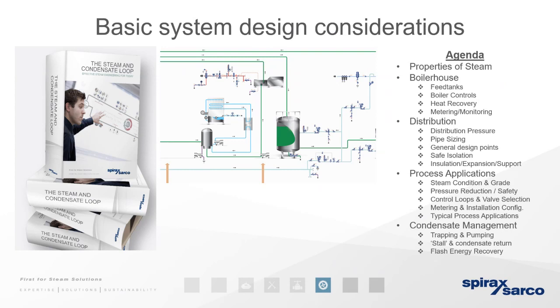Then we're going to have a look at some process applications in steam conditioning and the grade of steam. We will be looking at pressure reduction and safety, some control loops, metering, installation configuration again, and one or two typical process applications, just to give you some examples. And then finally, we're going to get into condensate management, which is trapping and pumping, more on the pumping side. Have a look at some stall conditions and a little bit of flash energy recovery. So it's definitely going to be a fast-paced overview of this typical steam system.